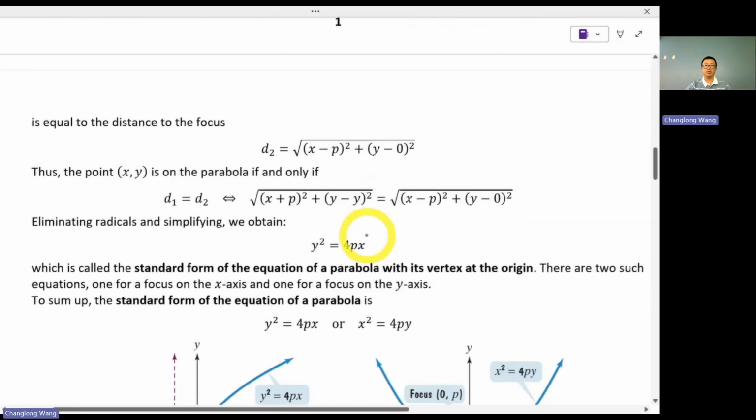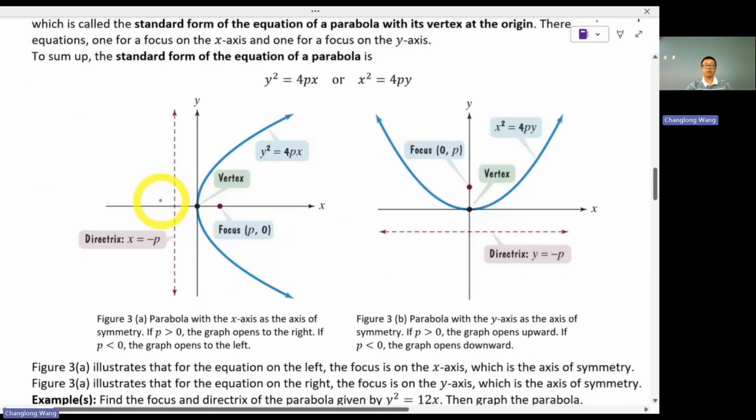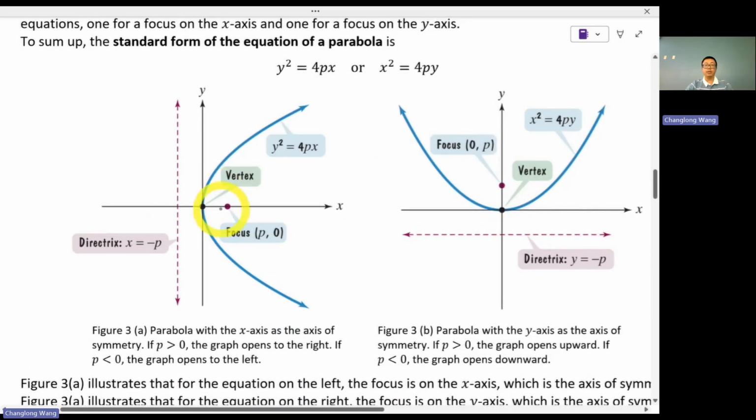So now let's take a look at what the equation looks like for the parabola we just talked about. A rightward opening parabola centered at the origin, with the distance from the focus to the vertex being p, and the directrix also being p units to the other side. And that equation looks like this. You have a constant 4p as the coefficient of x, and that's going to be on the right-hand side. The left-hand side is going to be y squared.